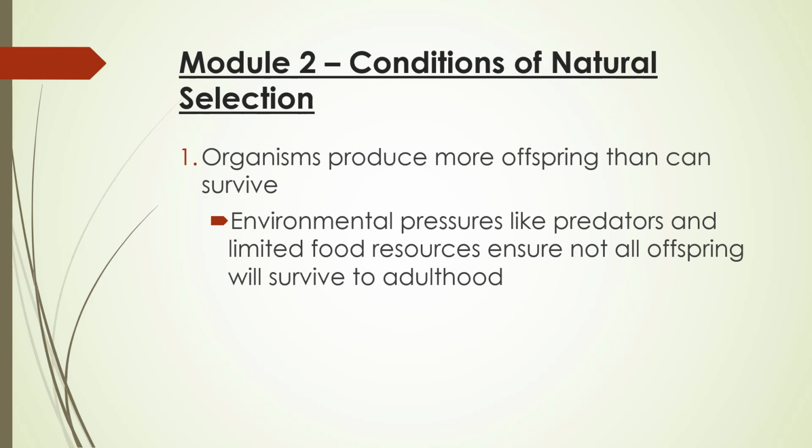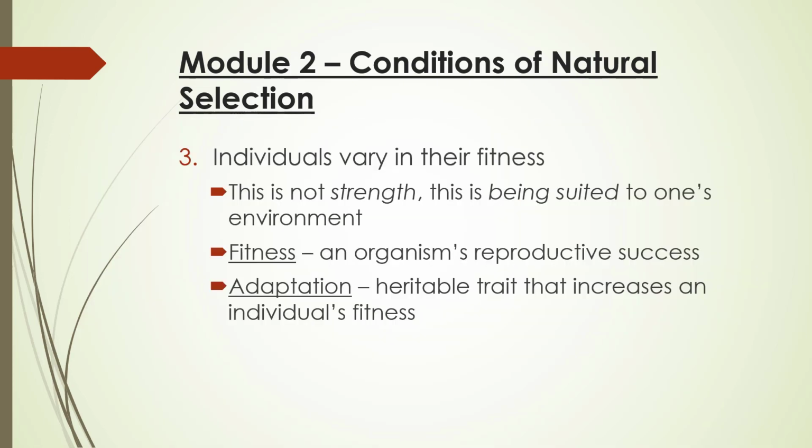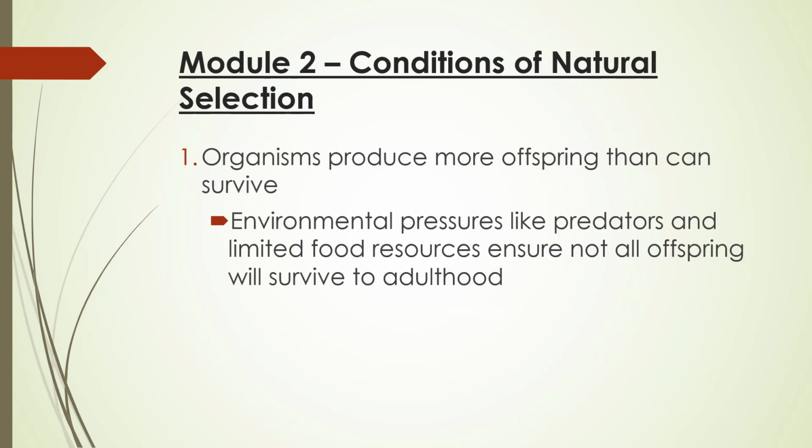Okay, so here is another section of this module. By the way, if you're wondering if this module is huge, it is. So do keep that in mind. Okay, Module 2, Conditions of Natural Selection. There are, let me check here, 1, 2, 3, 4. There are four, I believe, conditions for natural selection. So the first one is organisms have to produce more offspring than can survive.